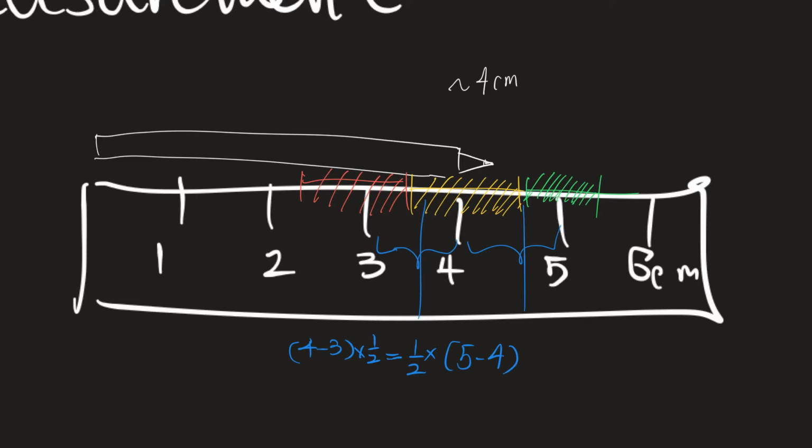So how to find out the maximum error? Just consider 1/2 multiplied by the interval. So this is the interval, this is the interval. So that's it.